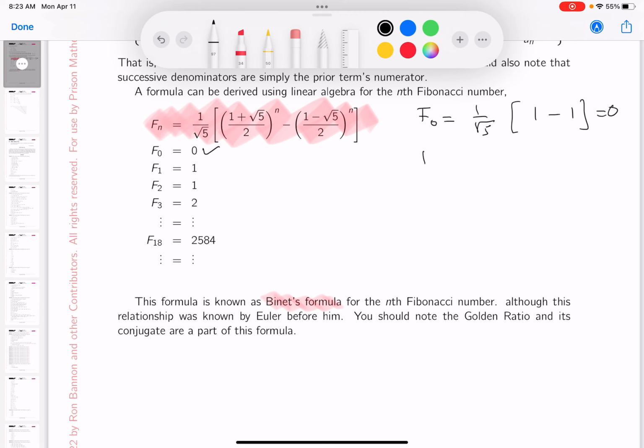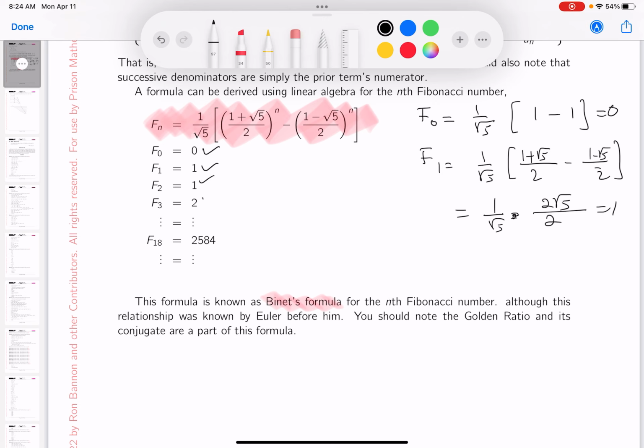Got that. Let's do F of 1. That's 1 over root 5. And what do you get there? 1 plus root 5. I'm just putting n equals 1 now. And if you simplify that, what do you get? 1 over root 5. Whoops, sorry about that. Now it'd be 2 root 5s. Well, if you did that, you just get 1 over here. And you could keep doing this over and over again.